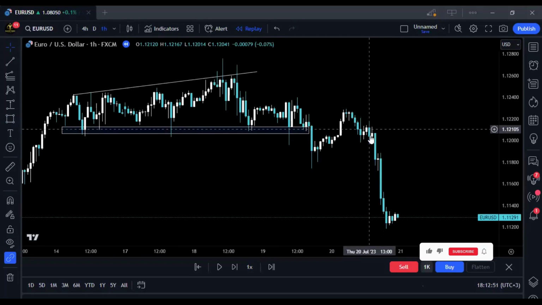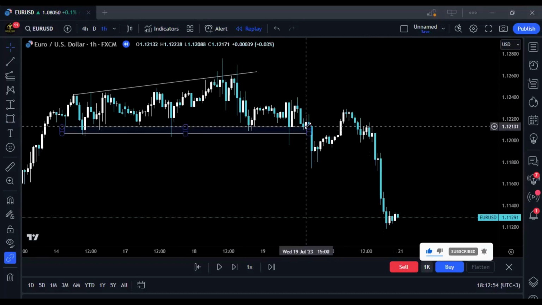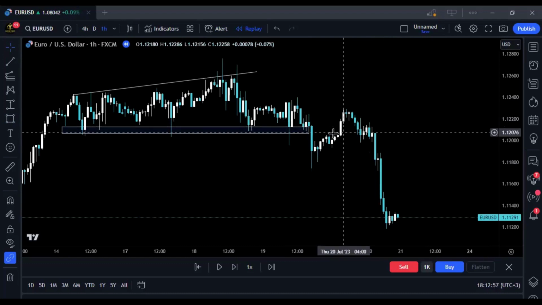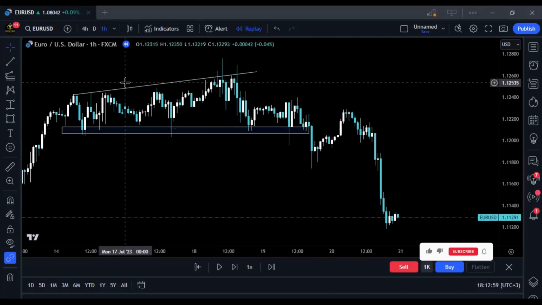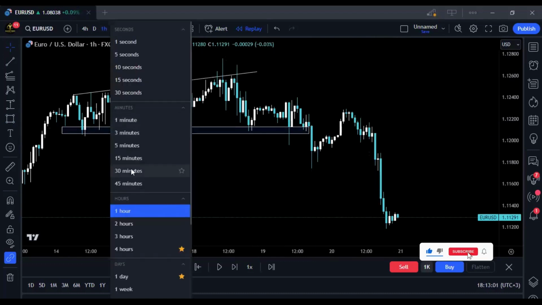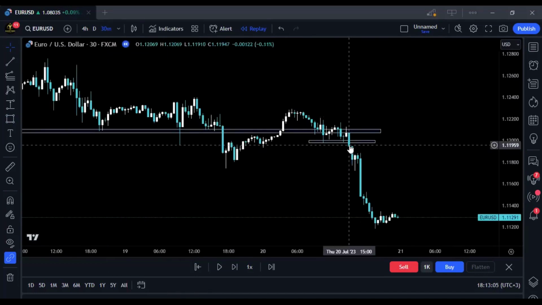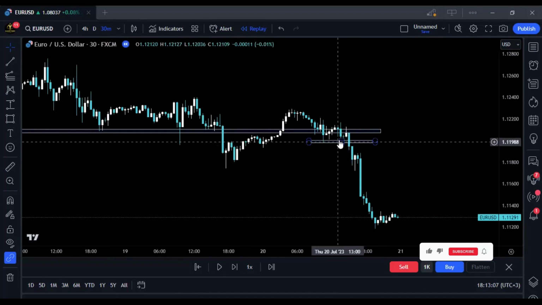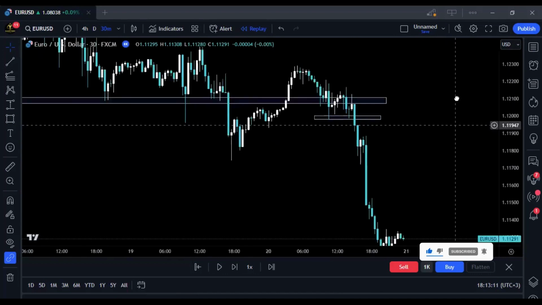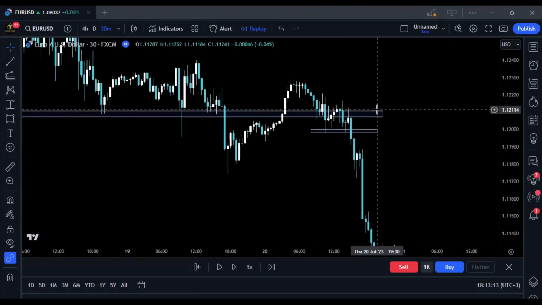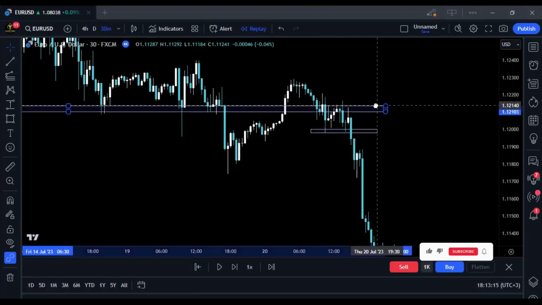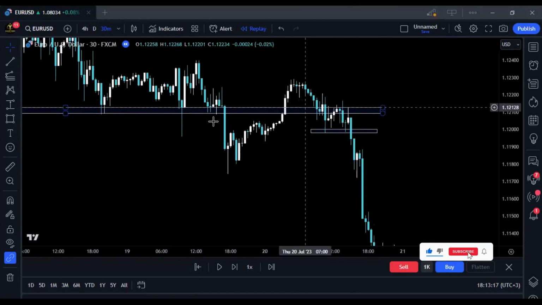But how could we have validated us taking this trade here? Because the structure here, if we extend it, it just passes through that. It doesn't really validate our entry. On the 13, this is the 30 minutes. On the 30 minutes, the structure would have been looking something like this.